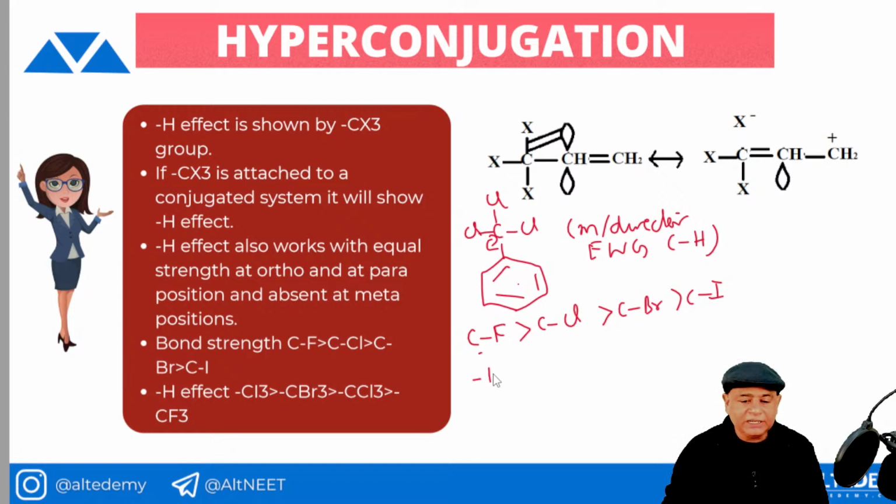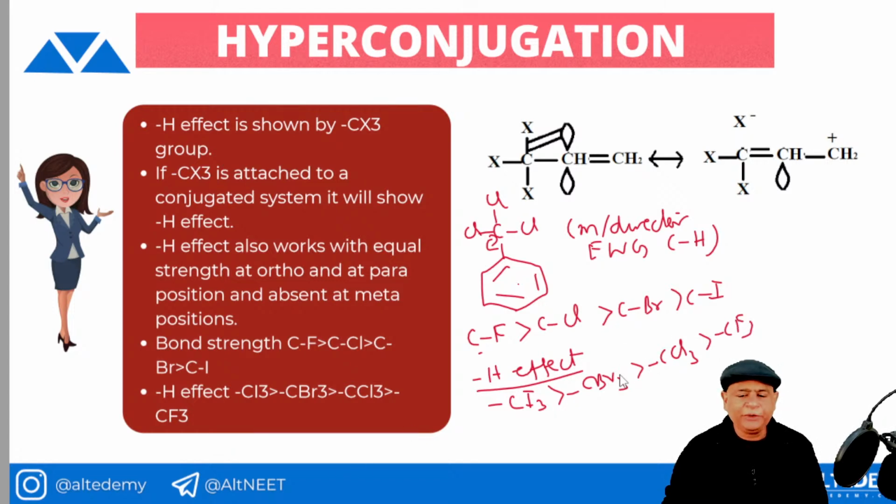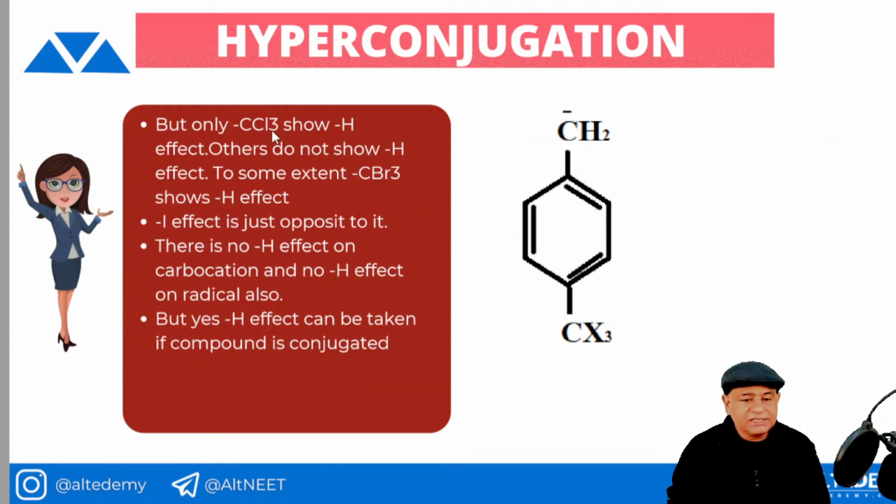So order of minus H effect: the bond where it is weak, the delocalization is easy. So obviously we can say minus H effect is in the order CI3, CBr3, CCl3, and CF3. And as a matter of fact, we should know certain things. Only CCl3 shows minus H effect which actually should be called significant. Others do not show minus H effect practically.